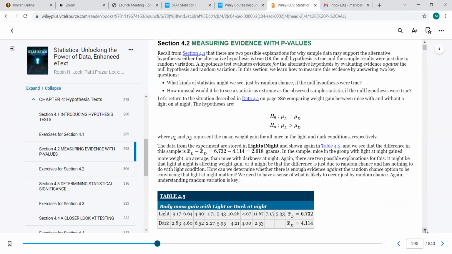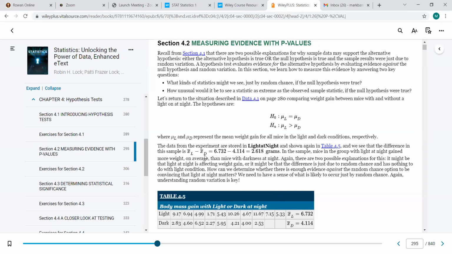Now the sample data is down here. Again, they show it to you again. Notice that the average of the body mass gain for the 10 mice in the light group is 6.732, and the average for the 8 mice in the dark group is 4.114.